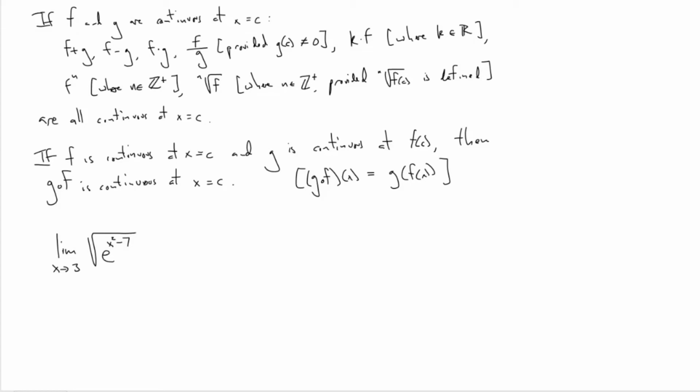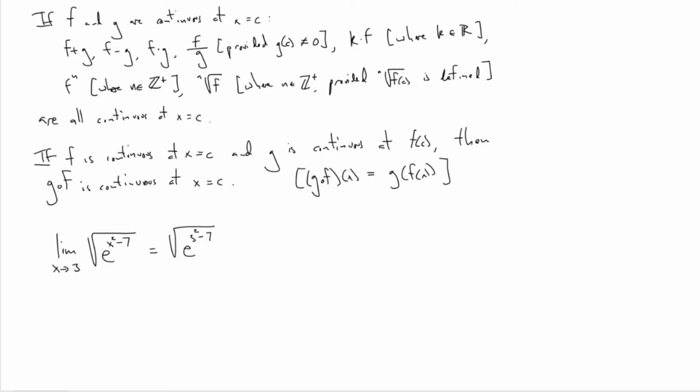Let's see if we can compute the limit as x approaches 3 of the square root of e to the x squared minus 7. Well, the exponential function e to the x is continuous because exponential functions are continuous. X squared minus 7 is a polynomial, so it's continuous. And so the composition, e to the x squared minus 7, is also a continuous function. And then we have the square root, or second root, of a continuous function, and so that's also a continuous function. And that tells us that to compute the limit, all we have to do is plug in 3 for x.